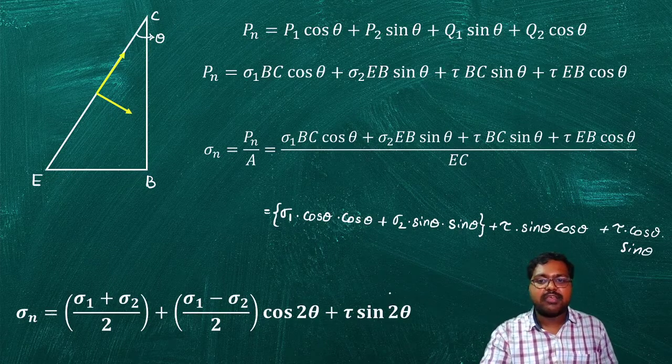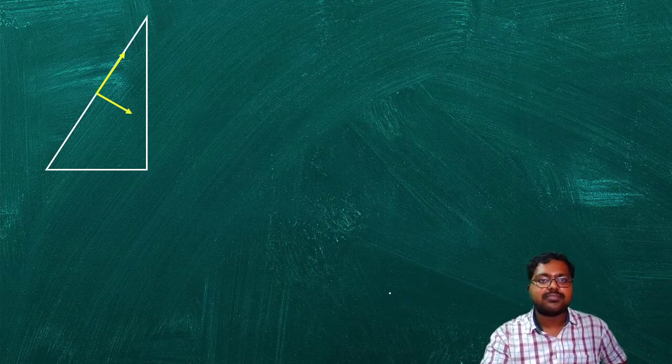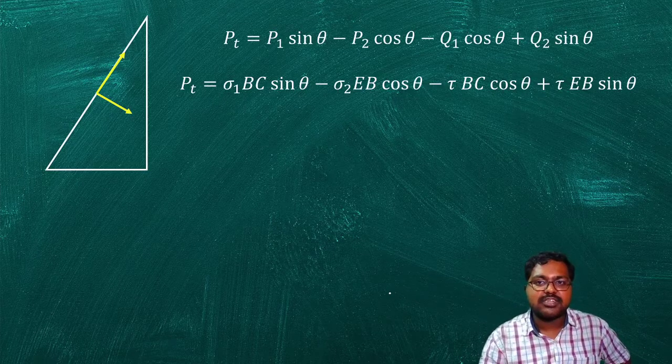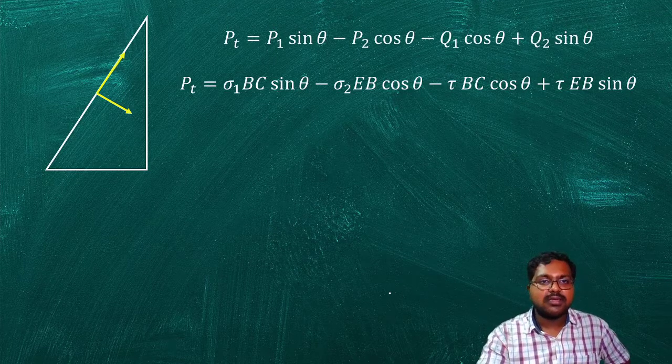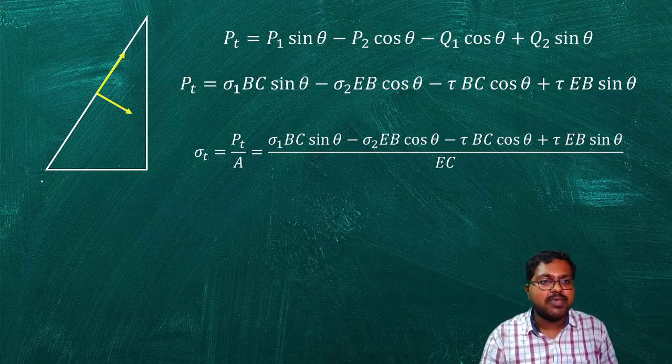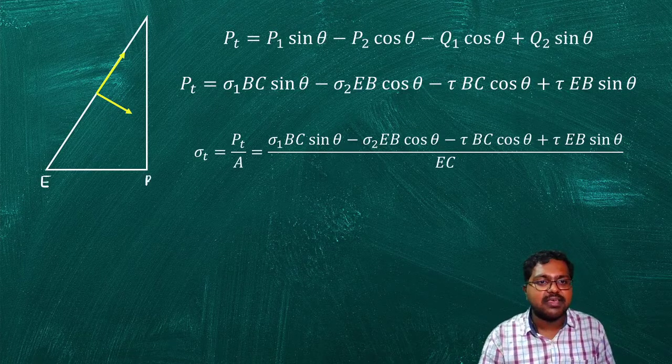In the same way, if we see for tangential stresses, we got Pt equal to P1 sin theta minus P2 cos theta minus Q1 cos theta plus Q2 sin theta. So if we simplify with the stresses, we will get sigma 1 Bc sin theta minus sigma 2 Eb cos theta minus tau BC cos theta plus tau EB sin theta. So for shear stresses or tangential stresses, we will get value like Pt by A, area of the cross section. Same here, we will take this member EBC where the cross section of EC is to be considered.